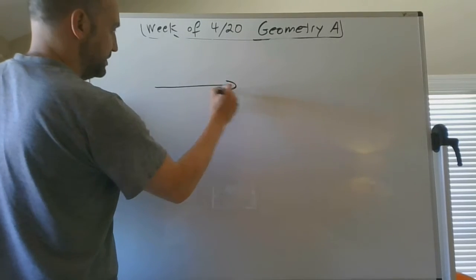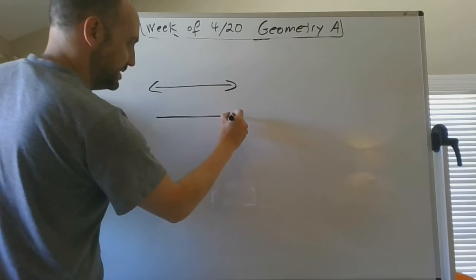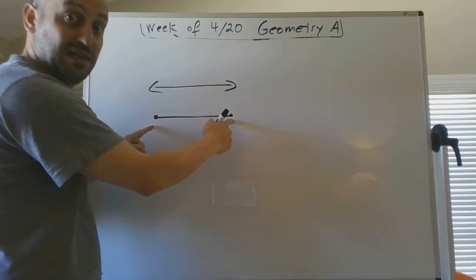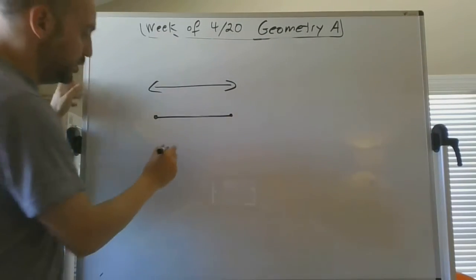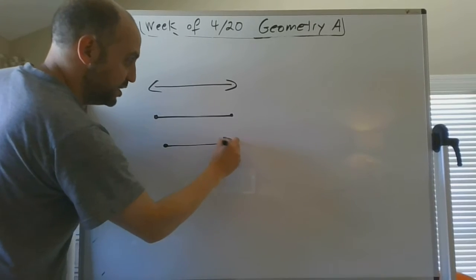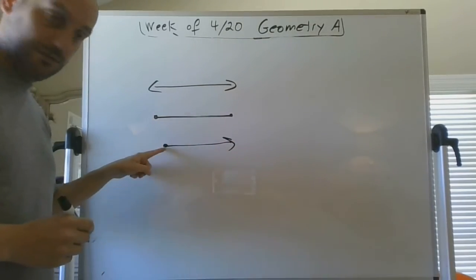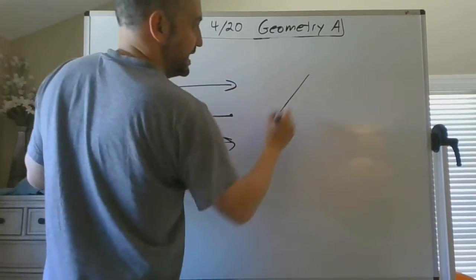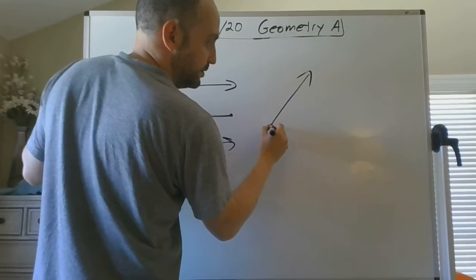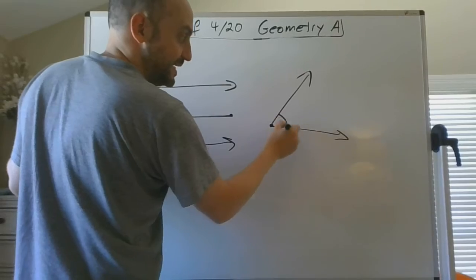Last week, the videos I gave you were about lines and line segments, which have endpoints. Lines do not; they go on forever. That's why they have arrows. We talked about rays, which have one endpoint at one end, but at the other end it goes on forever. We talked about connecting two rays together, and when you do that, you end up getting an angle.